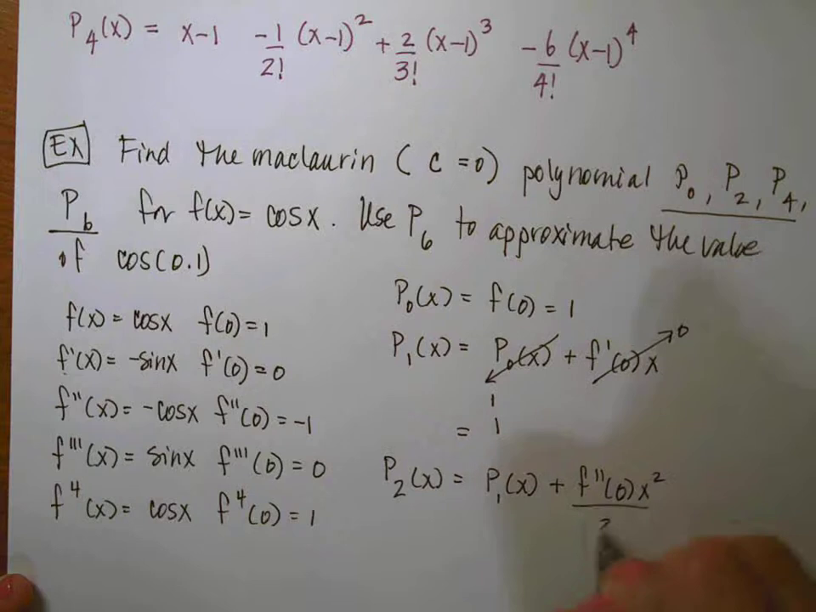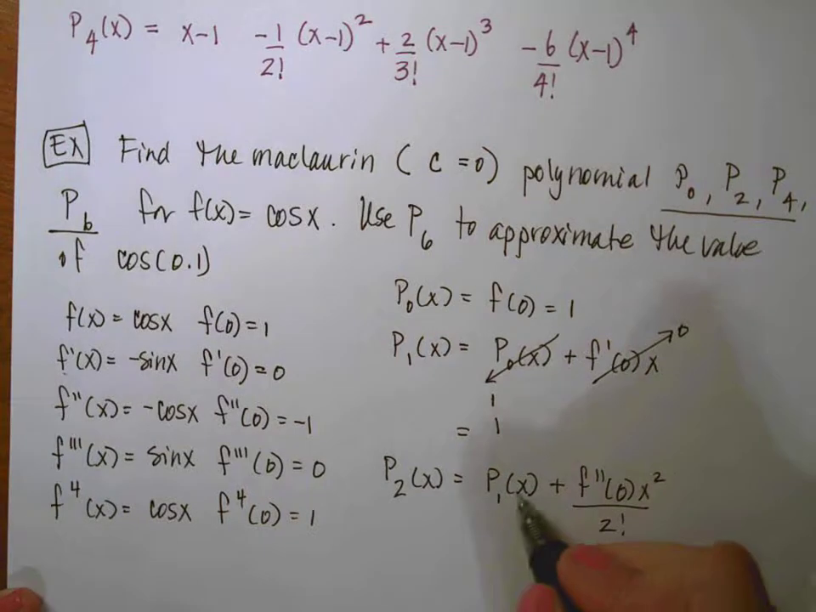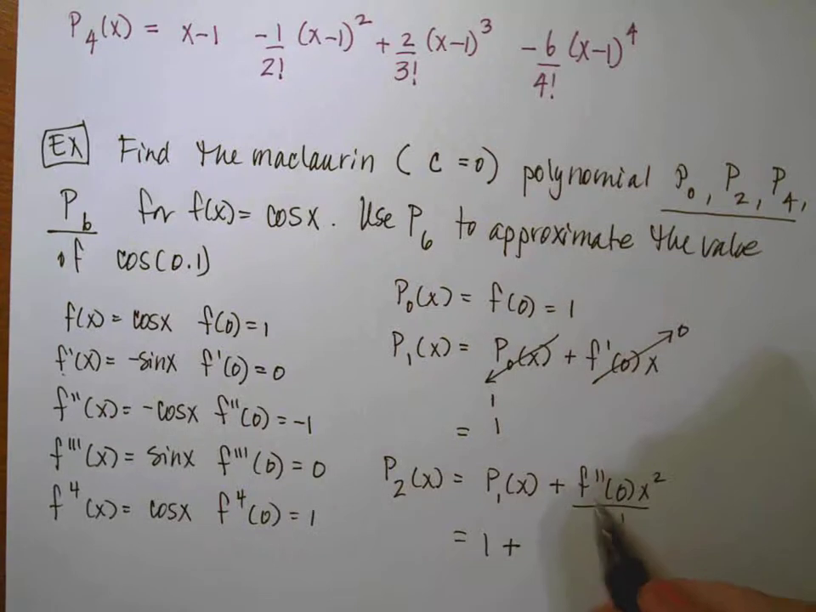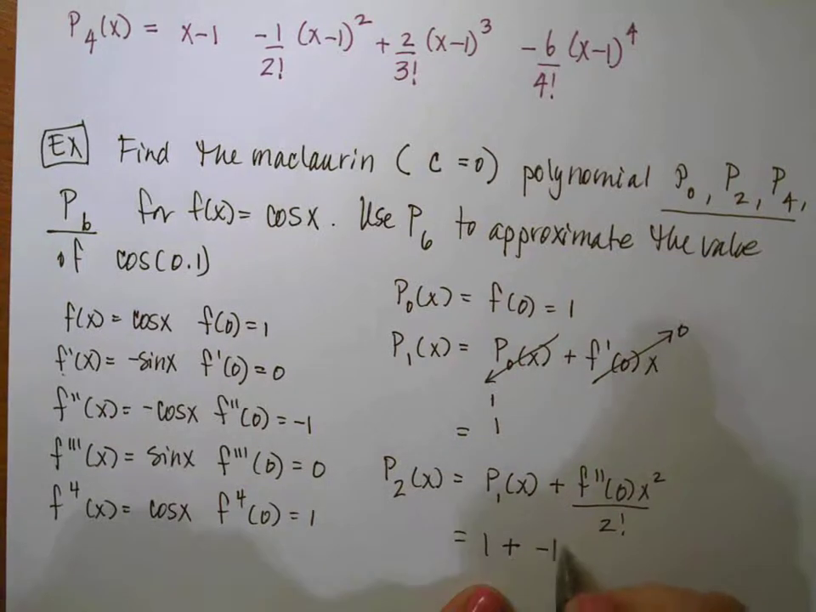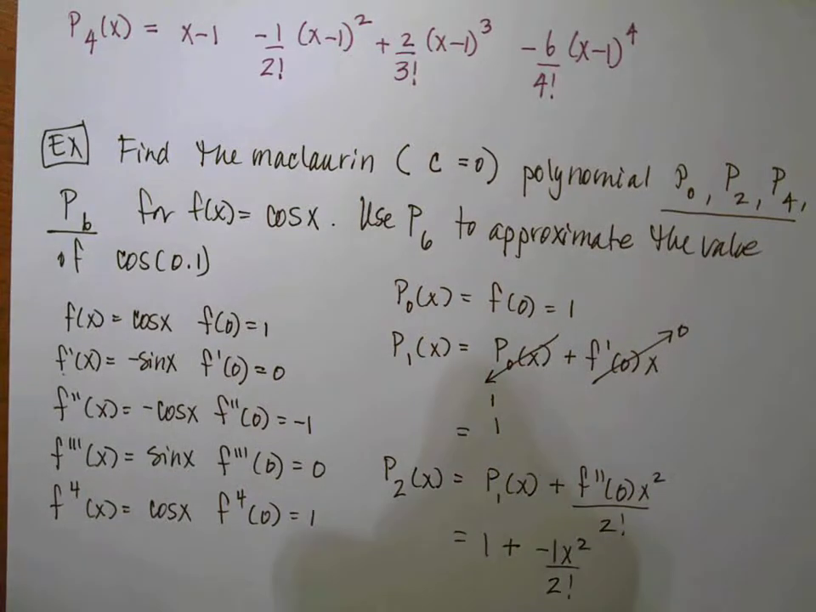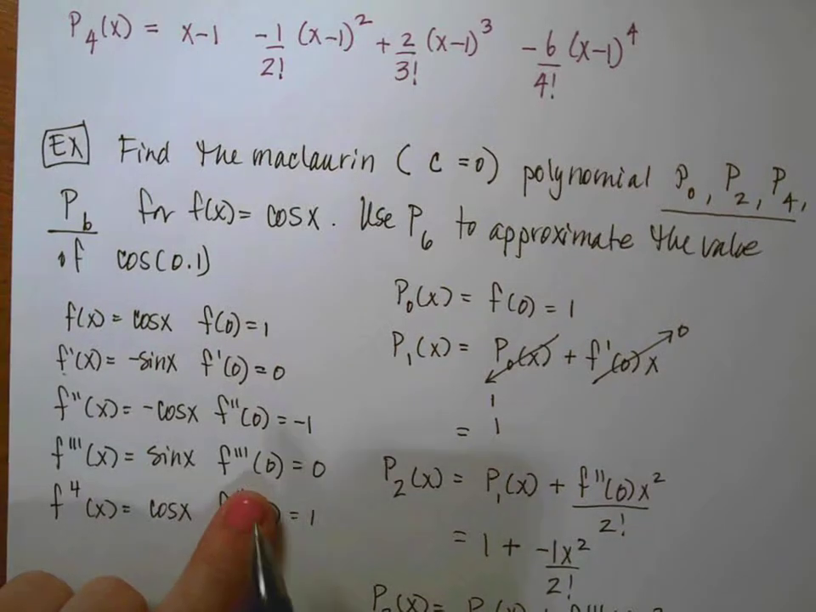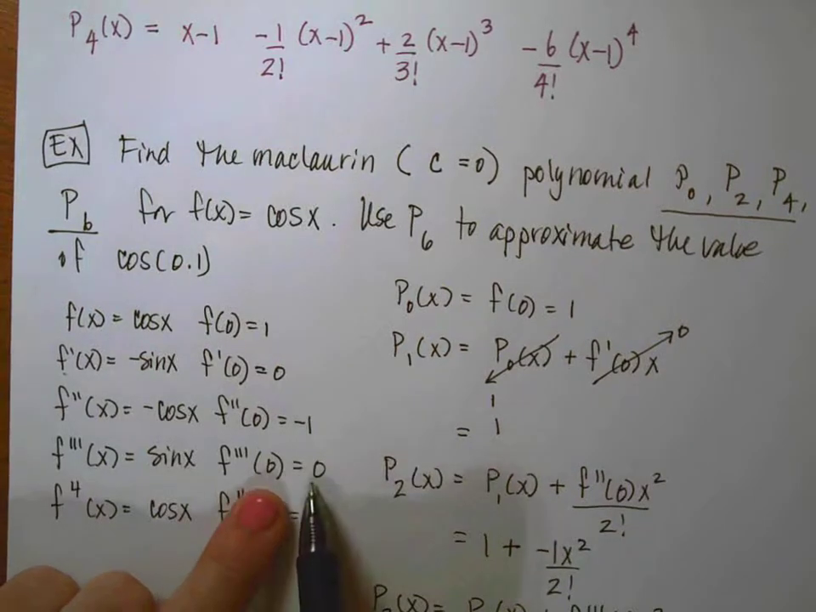So then it's going to be plus my f double prime of 0 times x squared over 2 factorial. Okay, well, p1 of x was 1, so this is 1 plus f double prime is a negative 1, so negative 1 x squared over 2 factorial. Okay, then I'm going to go to the third degree polynomial. So it's going to be the second degree plus f triple prime of 0 x cubed over 3 factorial.